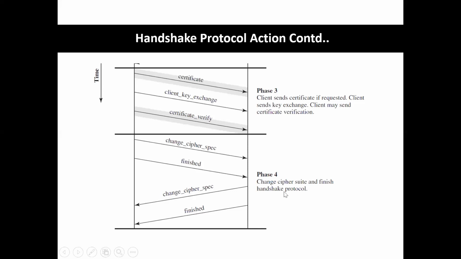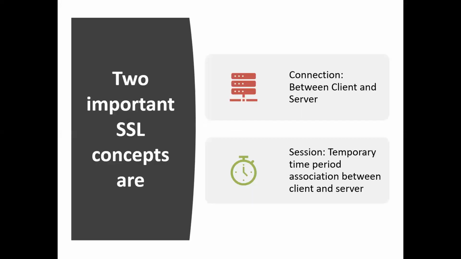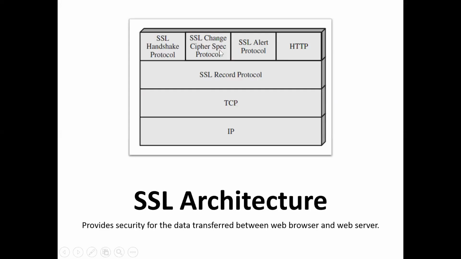Phase 4 is with respect to change cipher spec. The change cipher spec protocol is what we discussed earlier in the SSL protocol stack, the SSL change cipher spec protocol. It is used to move from the pending state to the current state. I will tell you what the pending state is and what the current state is.